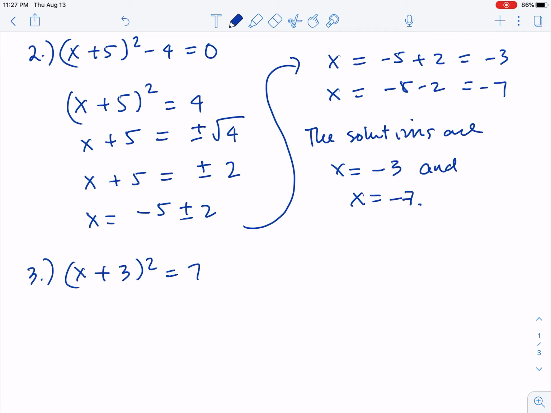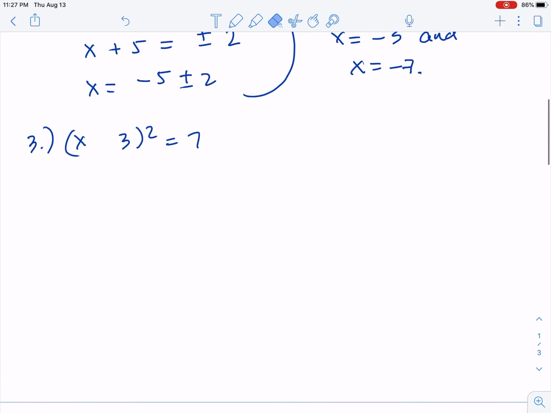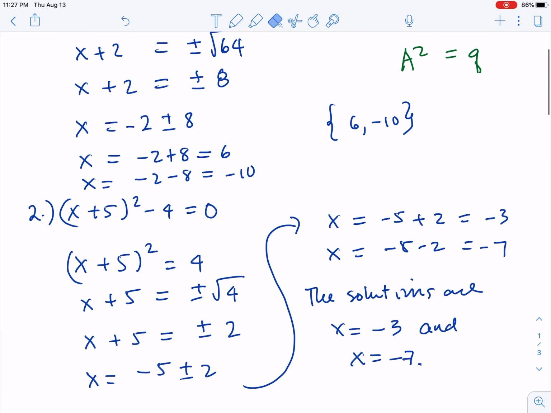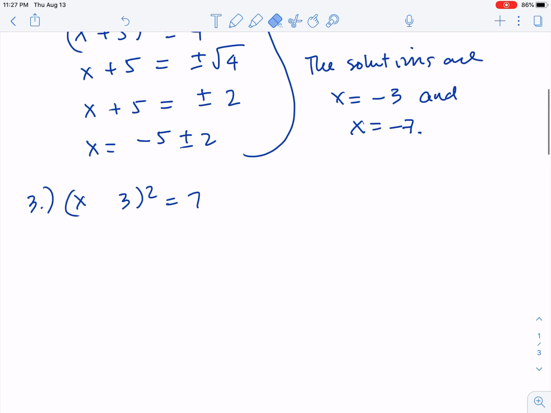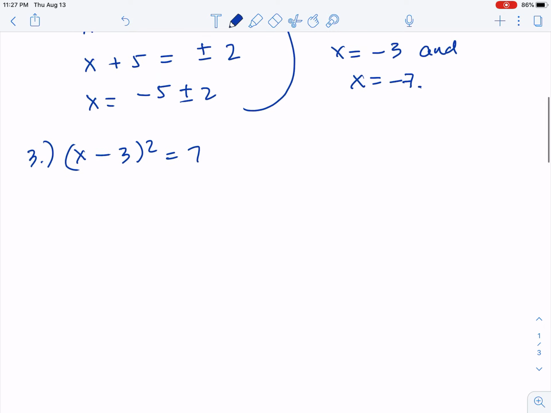Alright, so last example, siguro yung minus 3 na lang natin ito, no? Kasi puro plus yung nandito, no? Oo, puro plus nga. So, x minus 3 naman tayo dito. (x - 3)² = 7. And getting the square root of both sides, x - 3 = ±√7. And square root of 7 cannot be simplified.